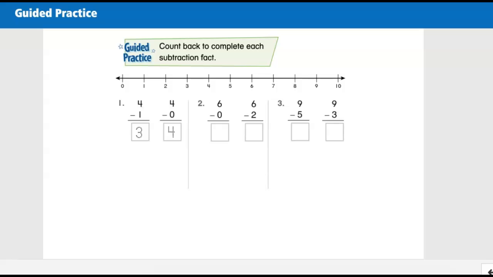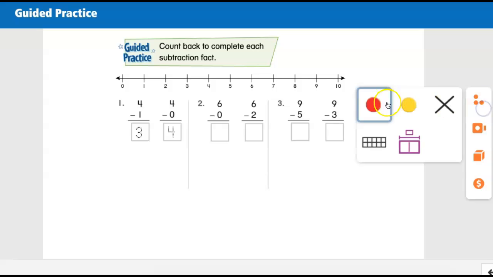So boys and girls, for our guided practice, still on page 78 of our workbook, it wants us to count back to complete each subtraction fact. So the first one was done for us, so let's take a peek at that before we get started. So again, when we say to count back, that means to subtract a number from our whole number at top. It also has provided us with a number line so we can practice counting back.